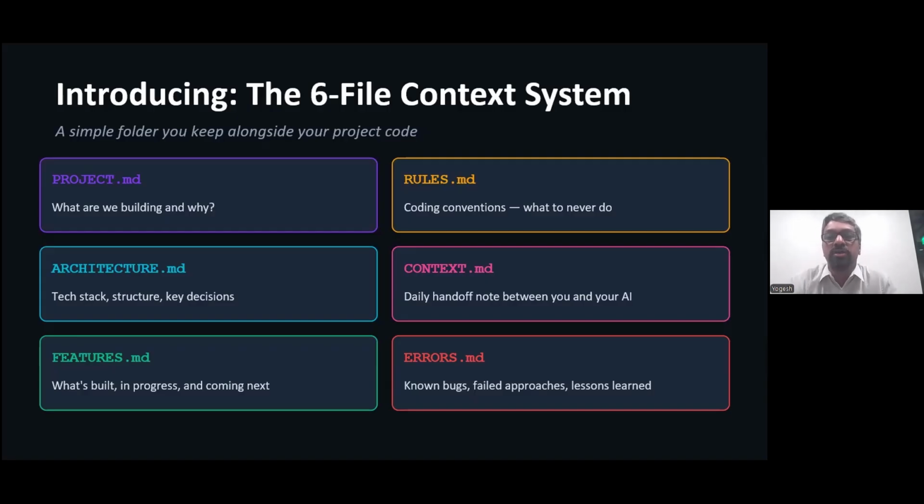Then the next one is context.md. This is something which goes in parallel with the default context that the harness is maintaining. The difference between this and the context that your AI is maintaining is that you can really update this document with what's really important for you and not let the framework or the platform decide what context you want to store.